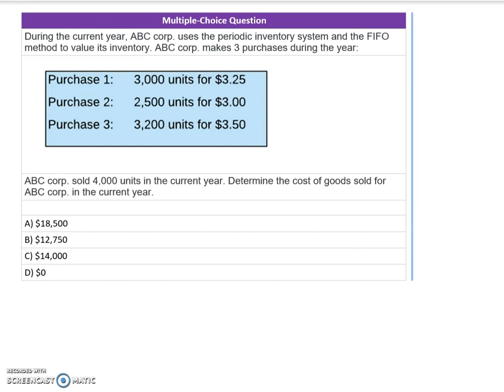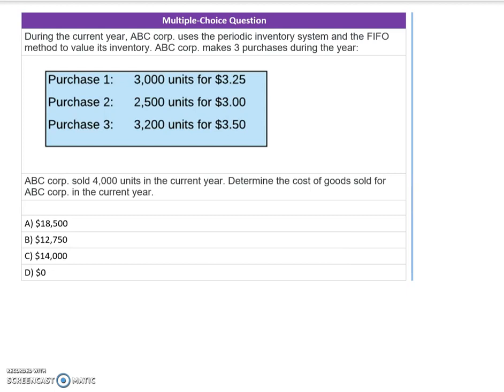Purchase 1, 3,000 units at $3.25, 2,500 units for $3 for purchase 2, and purchase 3 was 3,200 units for $3.50. ABC Corp sold 4,000 units in its current year. Let's determine the cost of goods sold for ABC Corp in the current year.